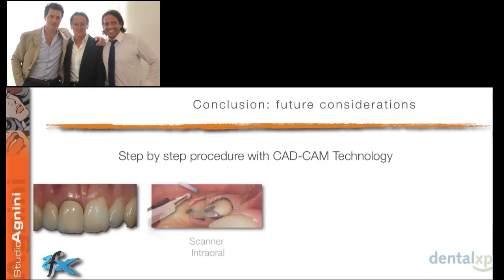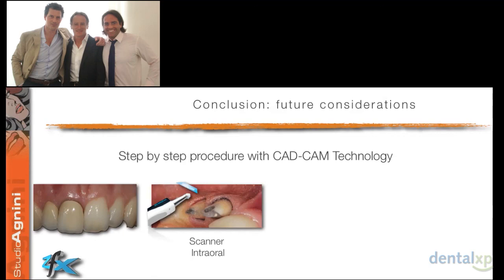But we saw that the CAD/CAM technology especially is evolving faster and faster, and right now with the ZFX intraoral scanner we are able to take the scanner impression directly. So we have an intraoral scanner that is available right now, and we are developing faster and faster every day, and for now we are doing small cases, but I'm sure that in the future we can do complex cases, because I think that new technologies and the CAD/CAM technologies are the future of dentistry.